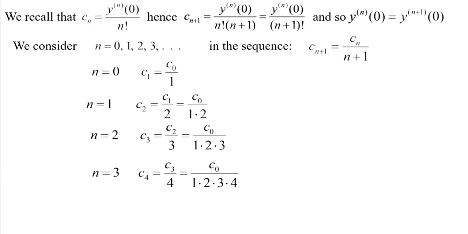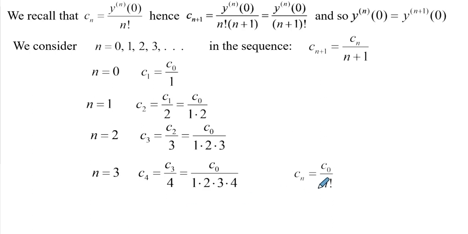Then now finding the general term for the coefficient, it is clear that this is going to be C0 over n factorial. Like you can see, C4 is C0 over 4 factorial, C3 is C0 over 3 factorial. So for any n in a natural number, we're going to have this as C0 over n factorial. But we know that C0 is 2, then we're saying Cn is equal to 2 over n factorial, since we know that y at 0 is equal to C0 is equal to 2.